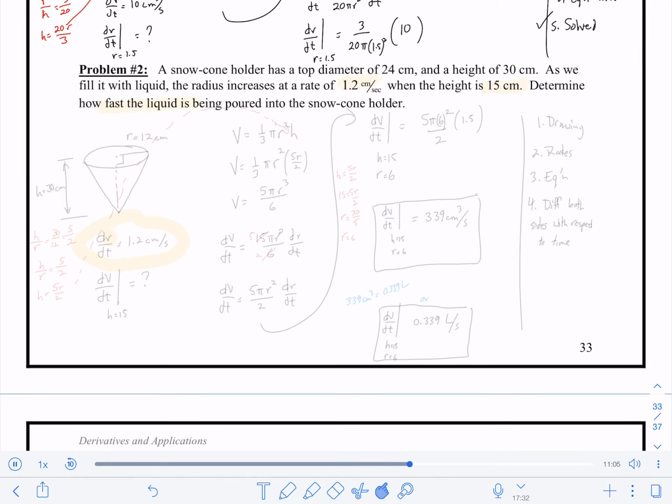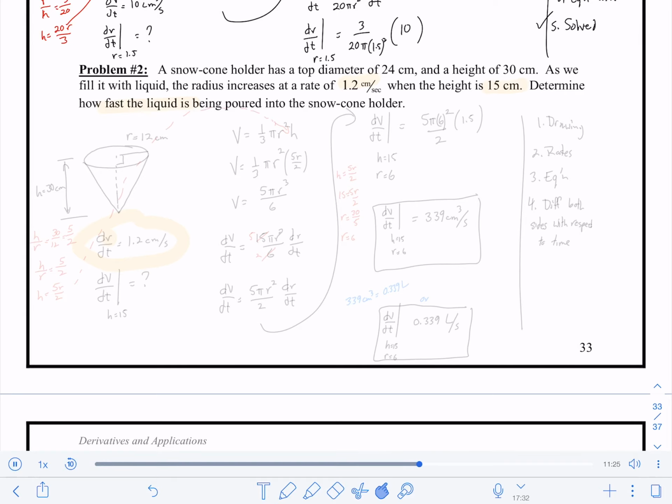Okay, now for part 3. This one's kind of an insane problem. We have a way too big snow cone. I don't know if you guys have eaten a snow cone before, but it's really just frozen sugar water. So this is a way too big snow cone, has a top diameter of 24 centimeters and a height of 30 centimeters, and we're filling it with liquid.